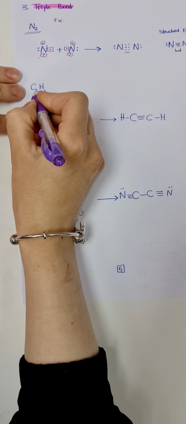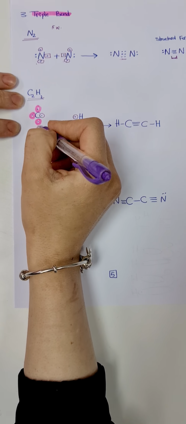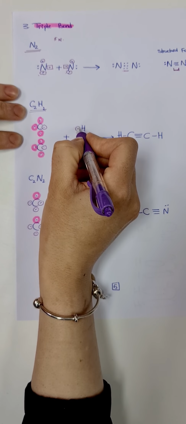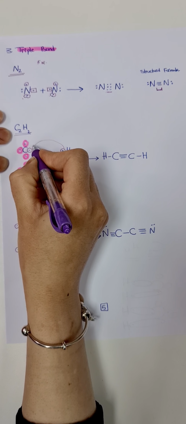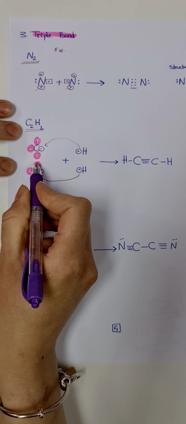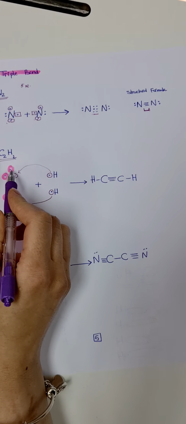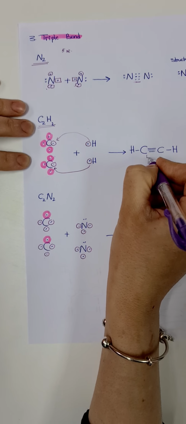Another example is C2H2. As I mentioned now, I have here 2 carbons and 2 hydrogens. Each hydrogen will be connected to a carbon. Then the carbons have 3 free electrons. So what will happen to the free electrons that I have in both carbons? They will be connected as a triple bond.